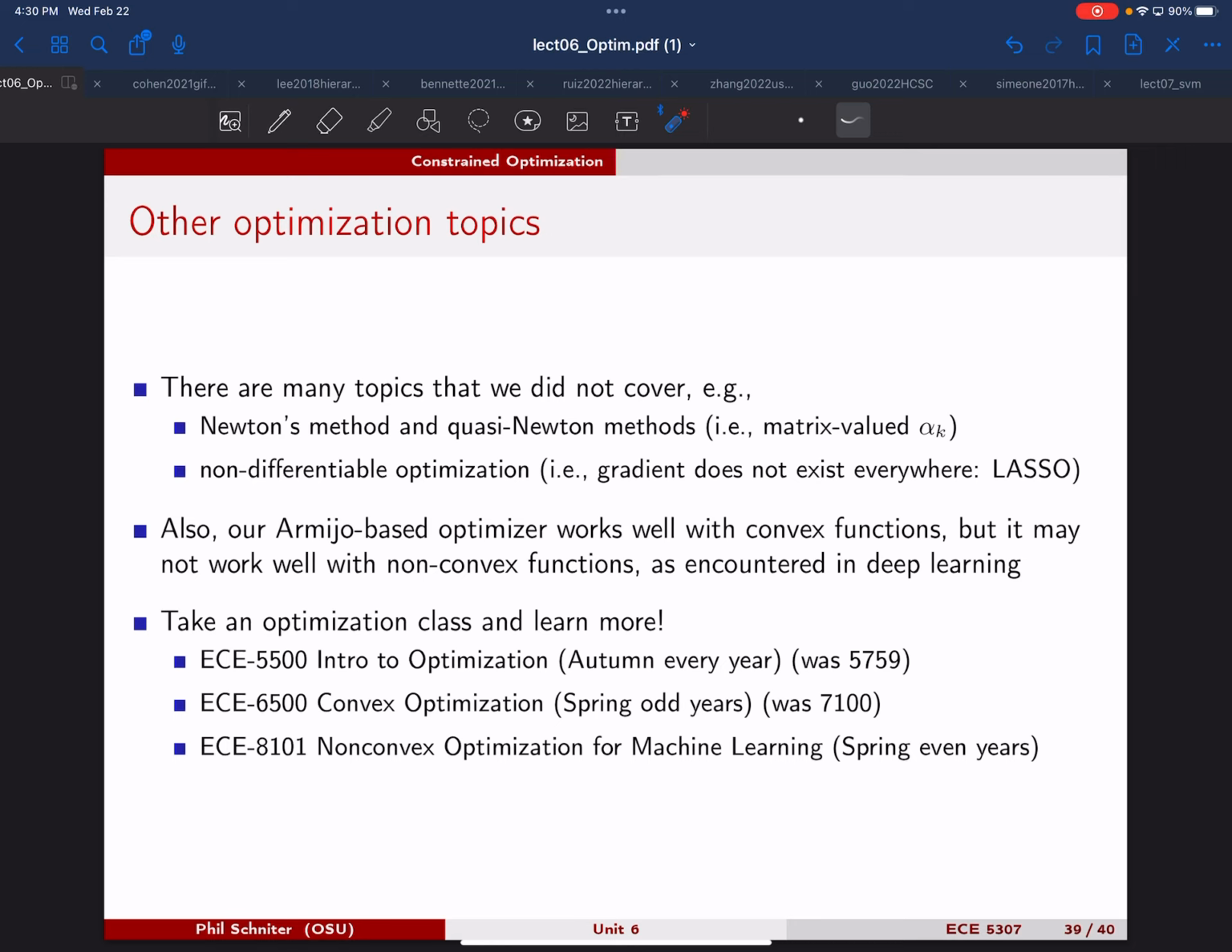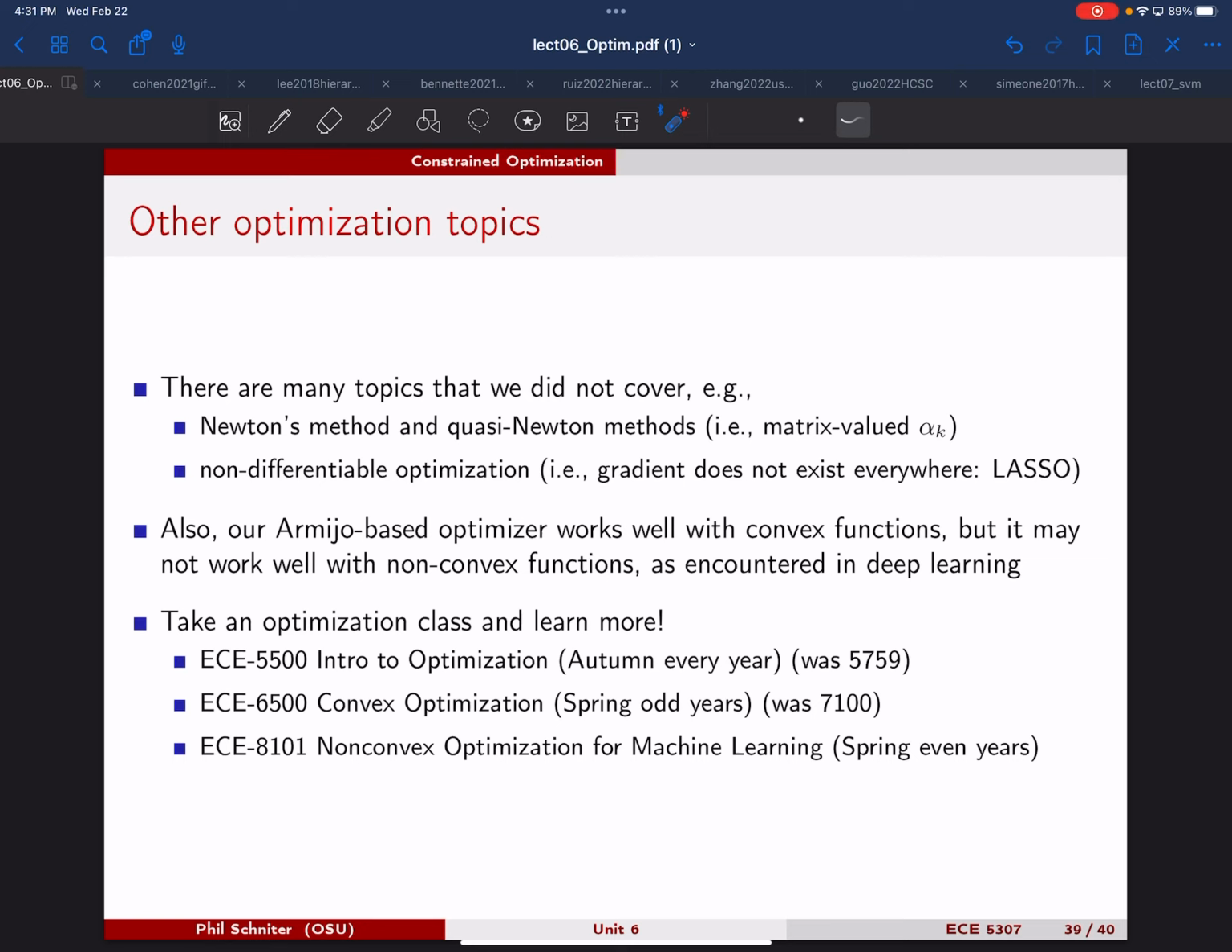So anyway, here's a list of some optimization courses that we teach here that are useful if you want to learn more about this stuff. There's 5500, which is taught every autumn. It used to be called 5759. Or if you want to learn specifically about convex optimization, there's this course 6500, spring, odd years. So I think it's being taught right now. And then there's a more advanced course called non-convex optimization for machine learning. It really is very machine learning specific and has some really cutting edge techniques.